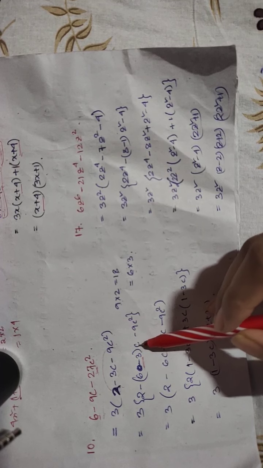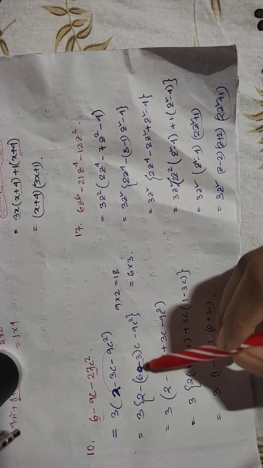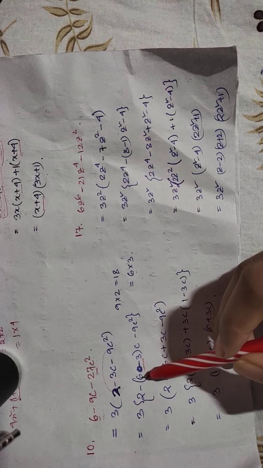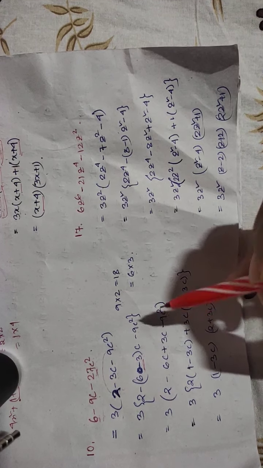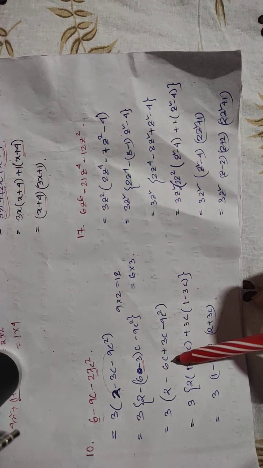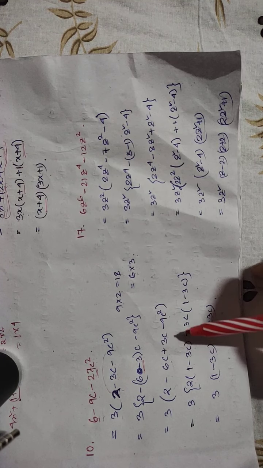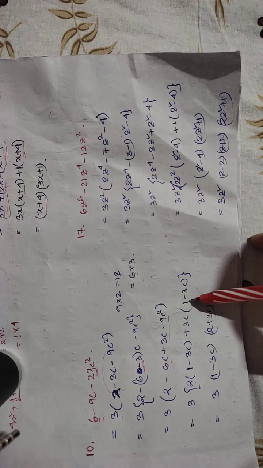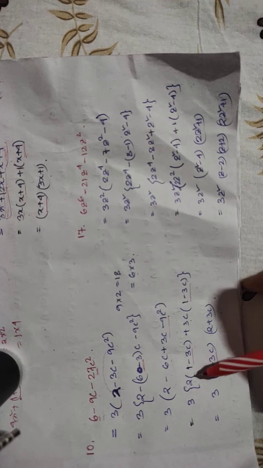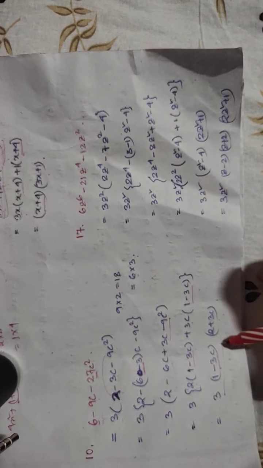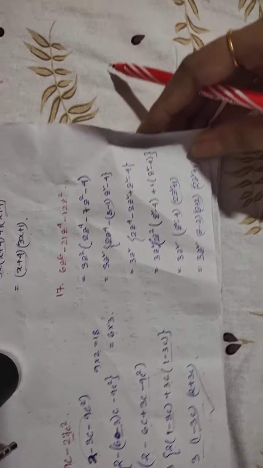So 2, 6 minus 3c, 9c square, split the term, 6c minus 3c. So from this you take common 2, then 1 minus 3c, from this you take 3c, then you will get 1 minus 3c. So 1 minus 3c, 1 minus 3c, you will get 2 plus 3c. This is your final factors.